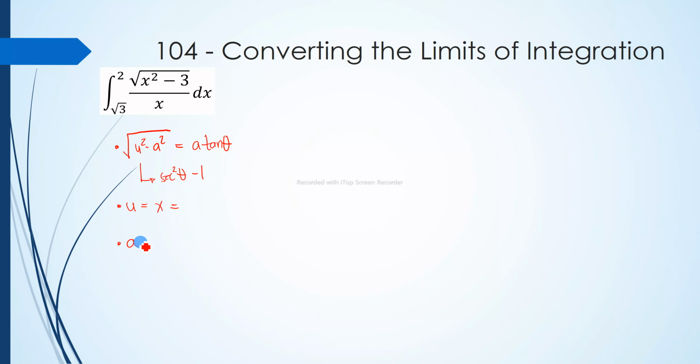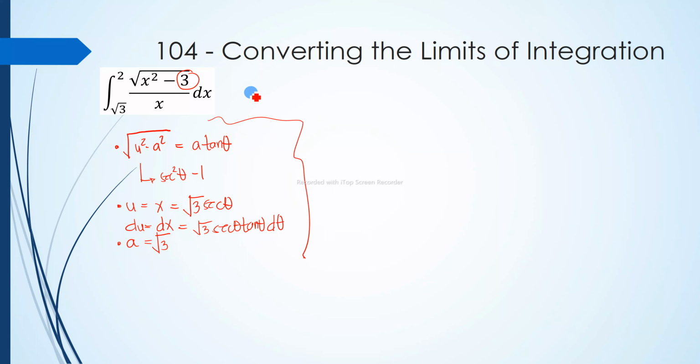Our a is, what is our a? Our a is square root of 3, because this is already squared, so the square root of 3 squared is equal to 3. Since our u is equal to a secant theta, that becomes square root of 3 secant theta. So our du, which is equal to dx, is just equal to square root of 3 secant theta tangent theta d theta. Okay, let's apply these values in our given equation.